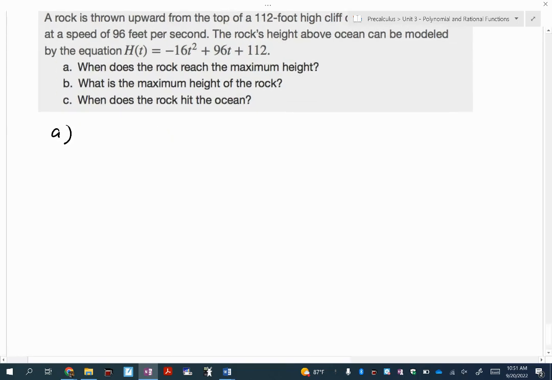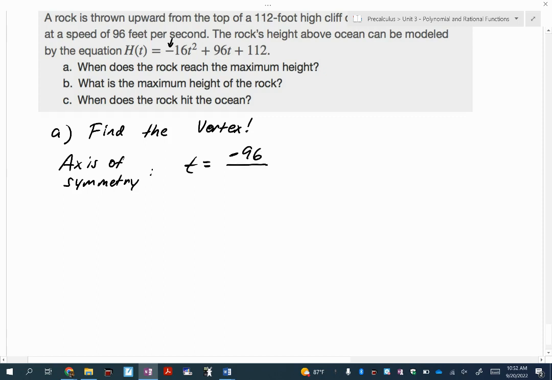So to do this, I know that because it opens down, that negative in front of the 16t squared means it opens down. So my vertex will be a maximum. So I'm going to find the vertex. This will give me my answers for A and B. So let's do the axis of symmetry formula, which in this case is t equals the opposite of b, so -96 over 2 times a, which is 2 times -16. It's going to be a positive, and 96 divided by 32 is going to be 3.